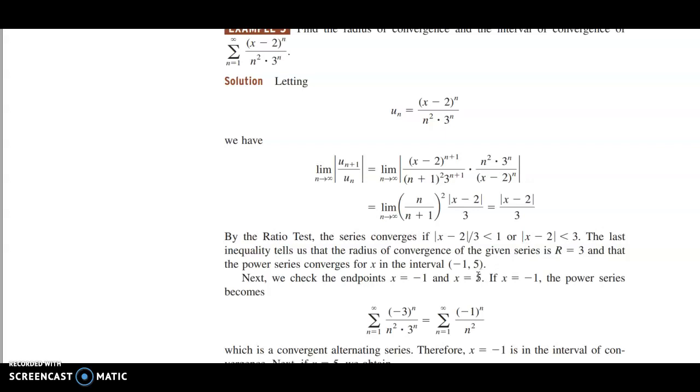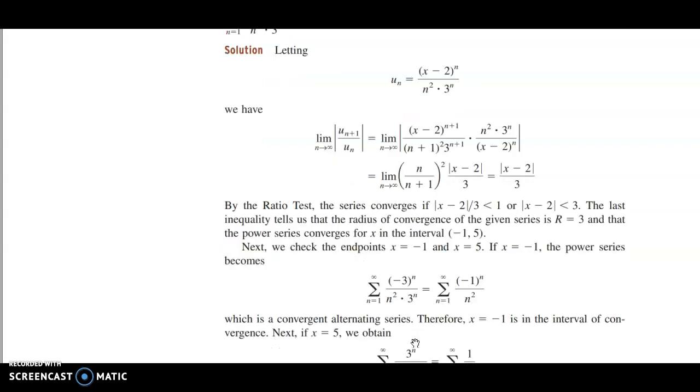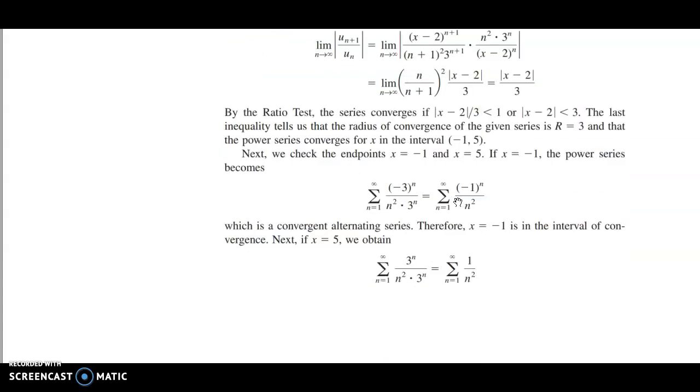Next, we have to check the endpoints. What will be the behavior of the convergence at the endpoints, right? Put x is equal to minus 1 and put x is equal to 5. So what will happen to our question? Put x is equal to minus 1. Then this will become minus 3 whole power n divided by n square into 3 raised to n. I can take minus 1 power n outside, and the 3 raised to n will get cancelled, and finally the series will be of the form minus 1 power n divided by n square.